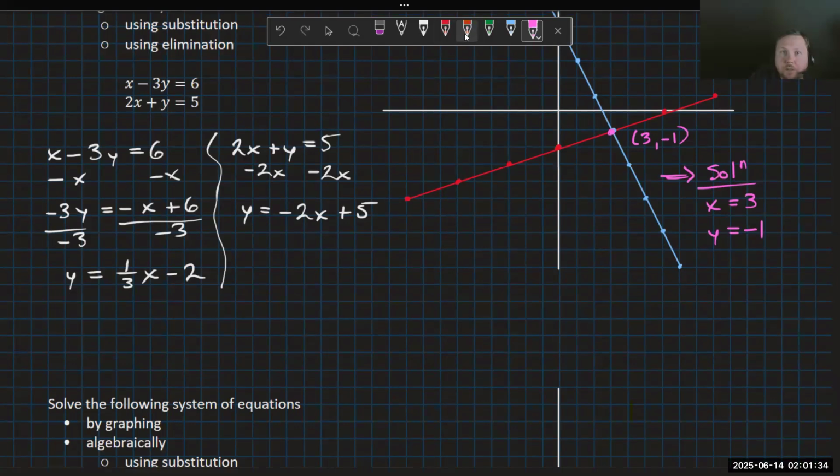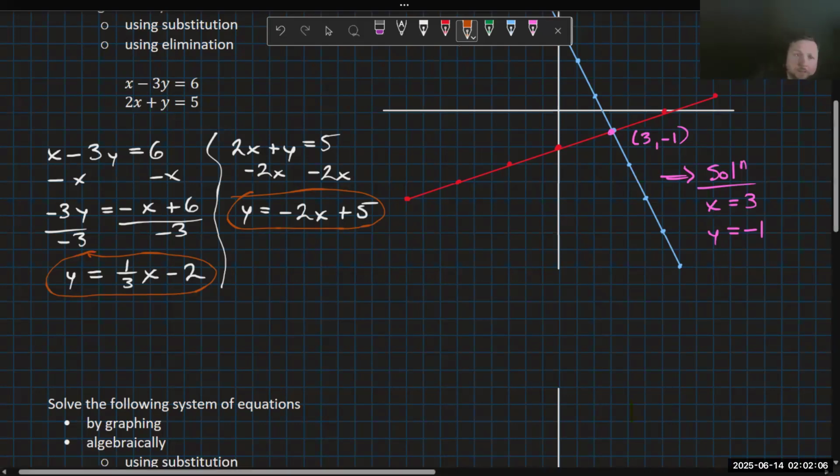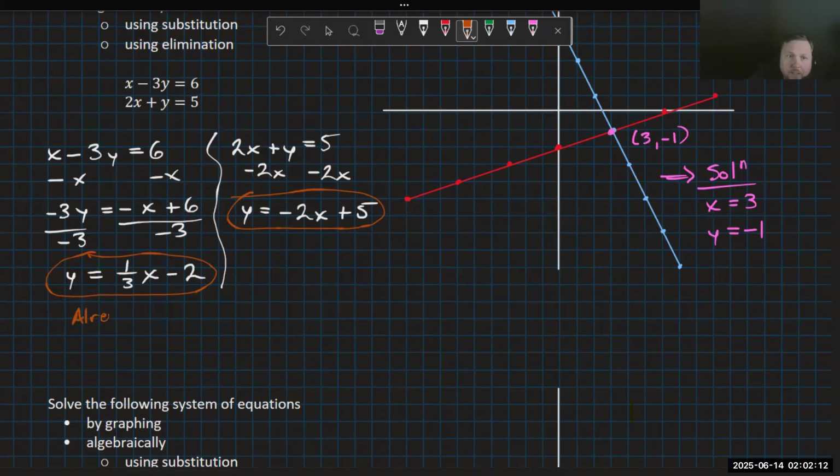Now for the substitution, you can solve for one variable and substitute into the other equation. Now, in this case, I've already solved them both for y in order to make it easier for me to graph the two equations. So now these are already solved for y.